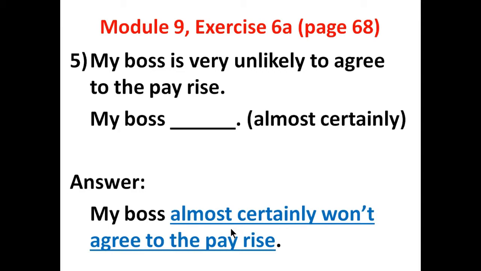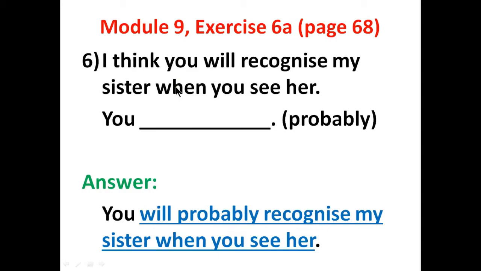That is our answer. And number 6, I think you will recognize my sister when you see her. Now you will write a sentence by using the word probably along with some other phrases or words from the number 6 question statement. And your answer will be, you will probably recognize my sister when you see her. The words which are highlighted in blue color make the answer for number 6.